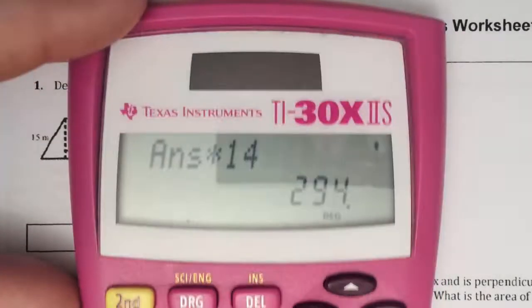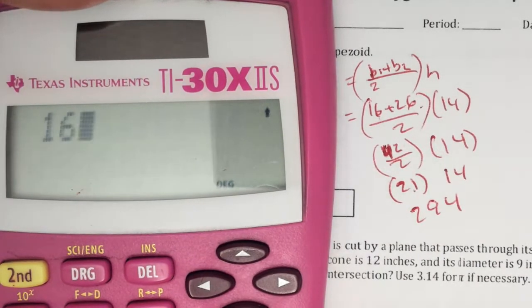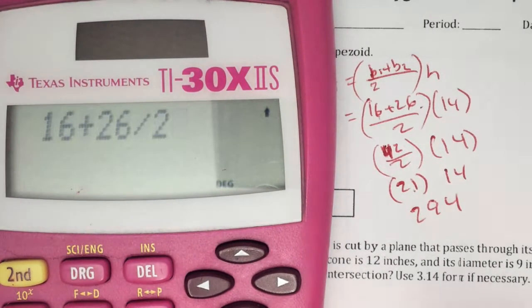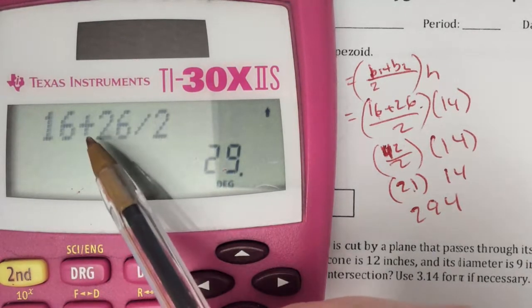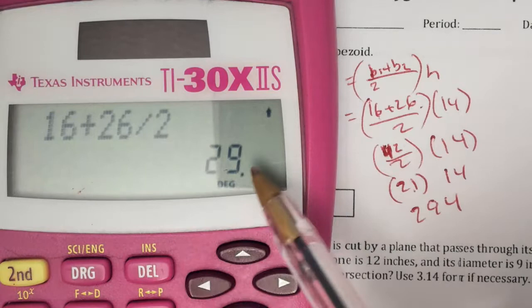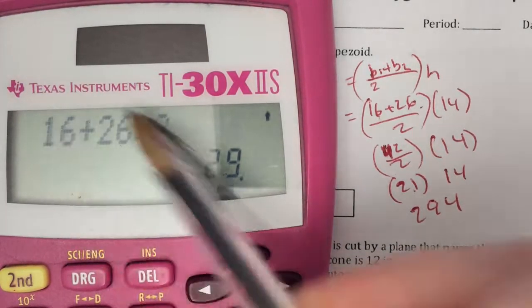Now, be careful with this because a lot of people do this incorrectly. This is what I'm talking about. A lot of people do 16 plus 26 and then divide by 2 in one big shot. And that's wrong. Is 29 smack dab in between 16 and 26? No. What happened? Well, you only divided the 26 and not the whole thing.